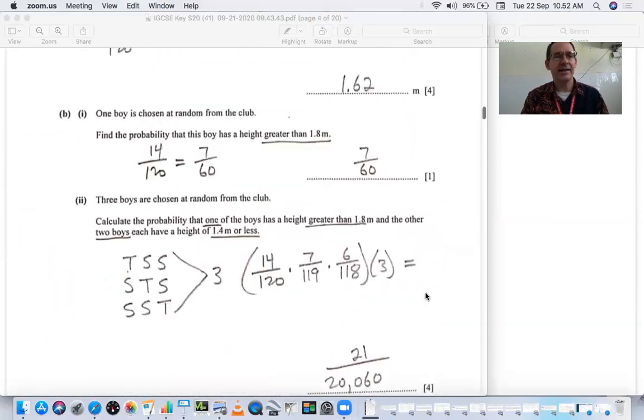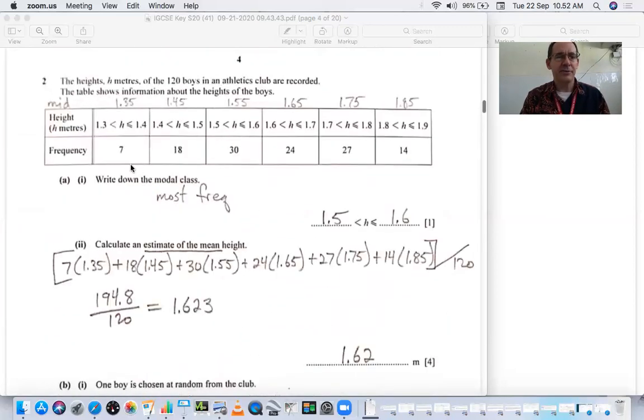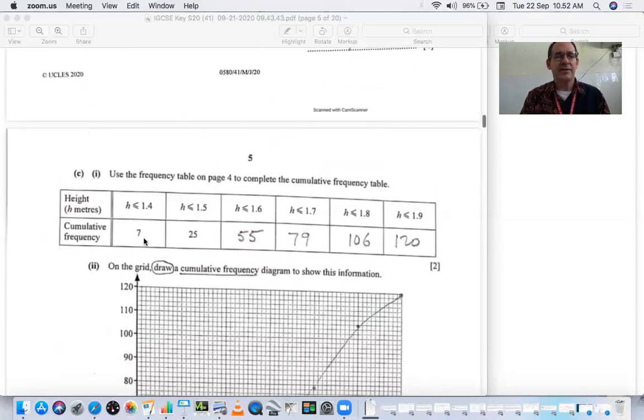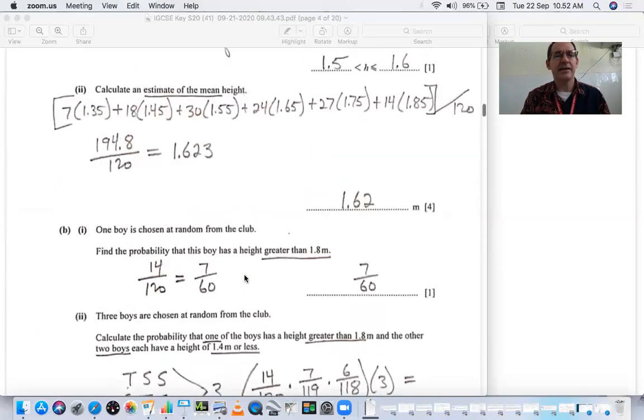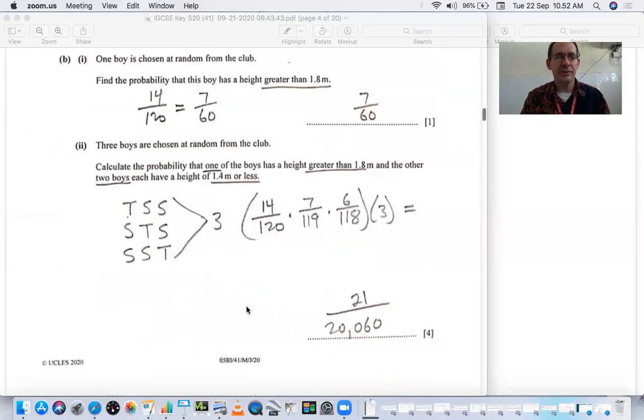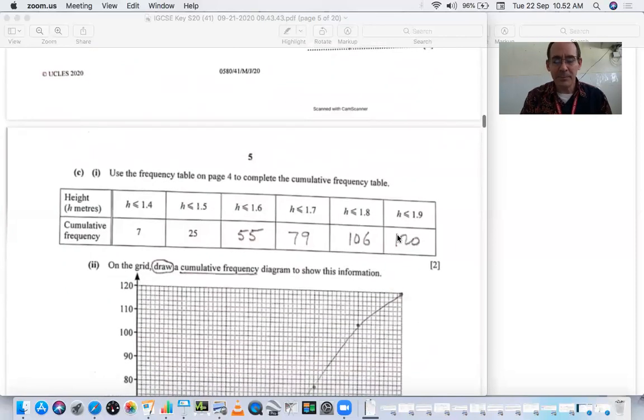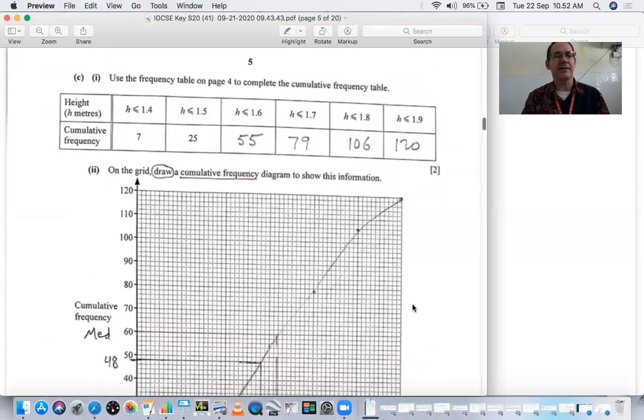Moving on to part C, use the frequency table on page 4 to complete the cumulative frequency table. So we have to add them up. So 7 plus 18 is 25, and then the next one is 30, so we add 30 onto that, we get 55, and so on. You keep adding them as you go until you get to 120. If your number at the end is the same as the total, then you probably did it correctly.